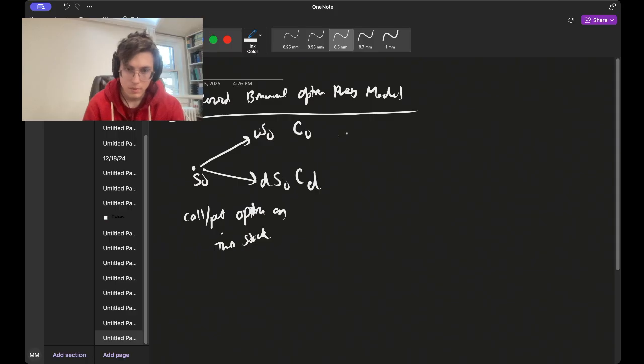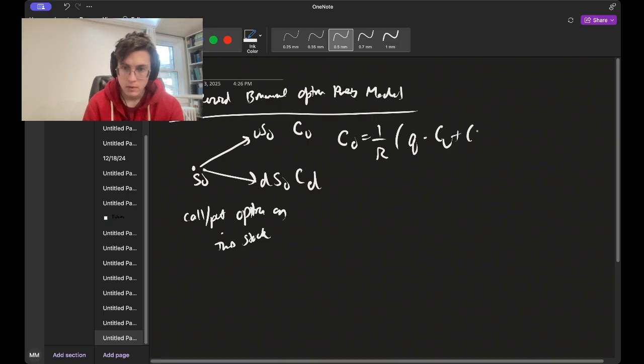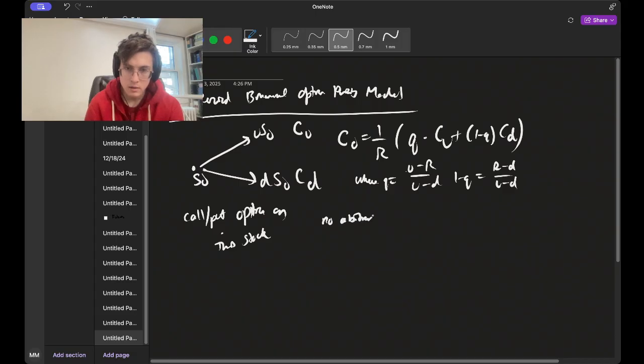And we determined that the price of an option based on this replicating portfolio is equal to 1 over R, where R is the interest rate, of Q times CU plus 1 minus Q times CD, where Q is equal to U minus R over U minus D, and 1 minus Q is equal to R minus D over U minus D. Now we also showed that because of no arbitrage, R has to be between D and U.